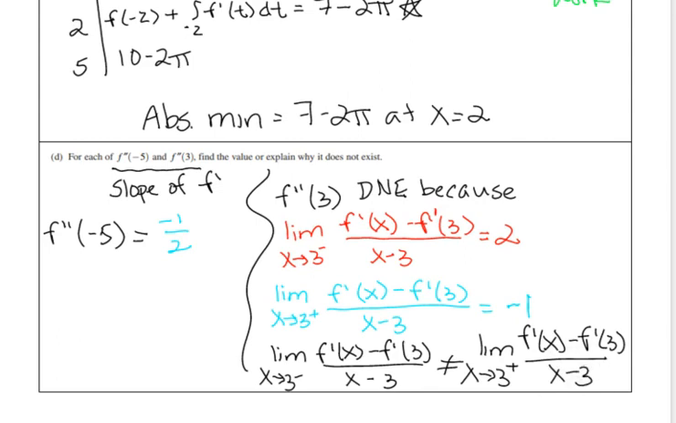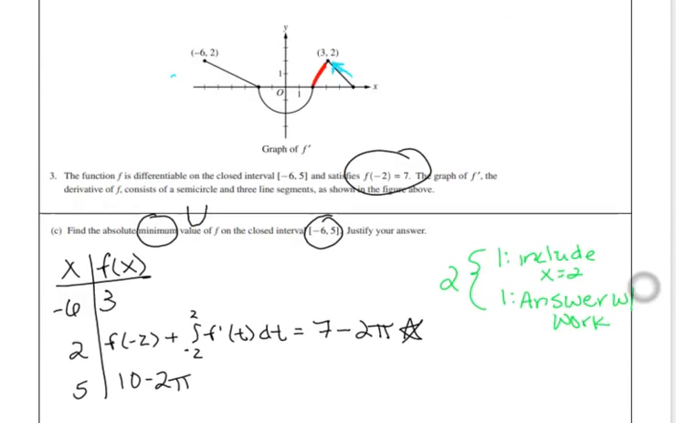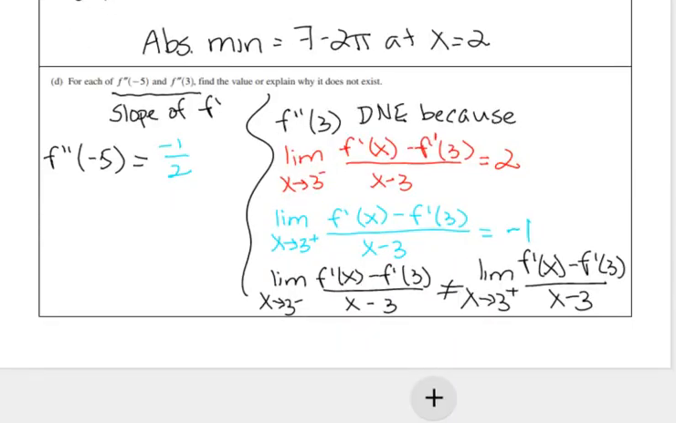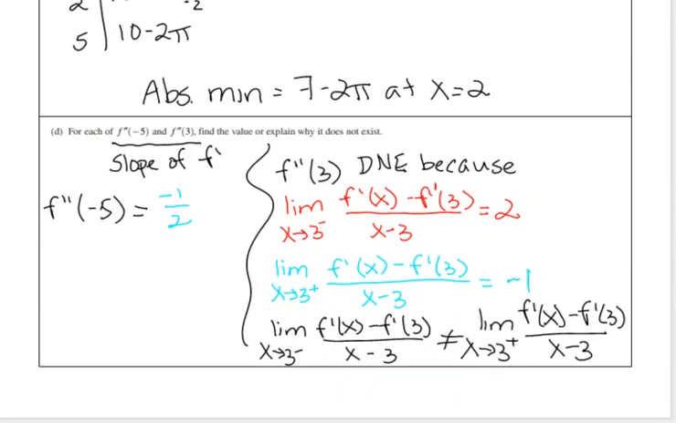So we can look at the graph right away and see that because it's a corner, that's going to be a problem. But the way we want to show that is by looking at these left and right limits and writing it out this way. So hopefully you remember how to find a limit, right? And how to write that limit notation. If you have any questions on it, please feel free to ask.